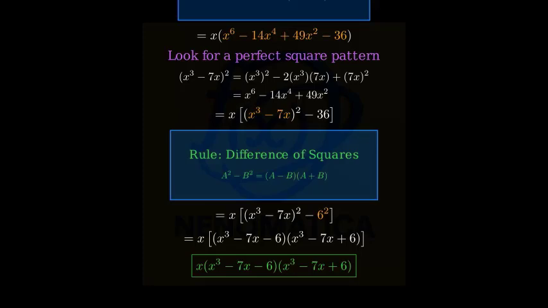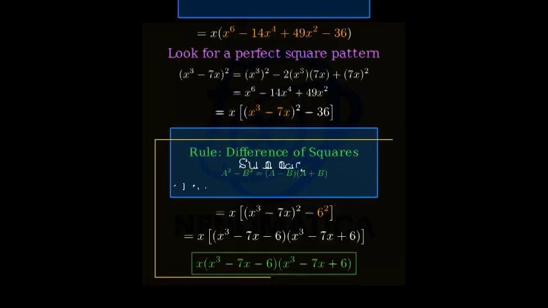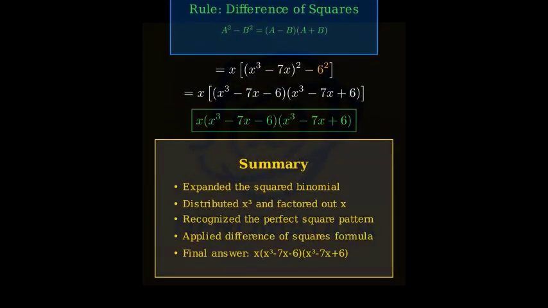Let's summarize what we've learned in this factorization problem. First, we expanded the squared binomial using the perfect square formula. Then we distributed the x cubed and factored out the common factor x. Next, we recognized that part of our expression was actually a perfect square. Finally, we applied the difference of squares formula to complete our factorization. Remember that recognizing patterns like perfect squares and difference of squares is key to successful factorization of complex expressions.